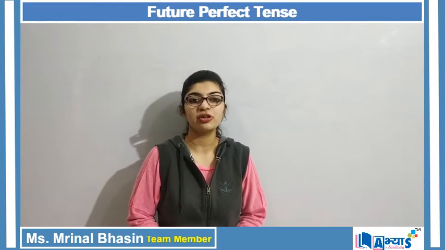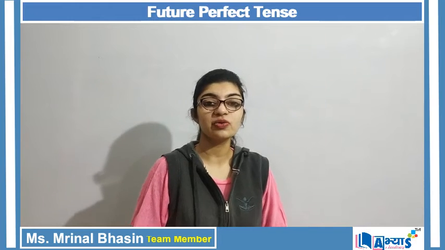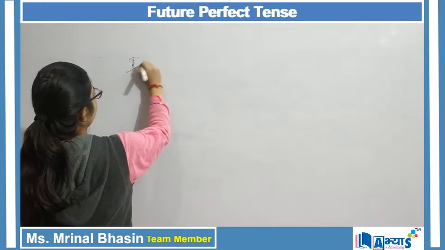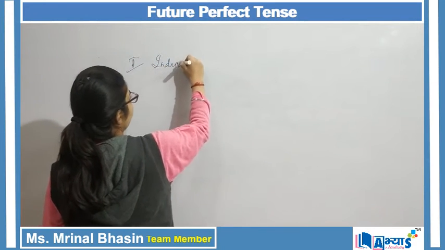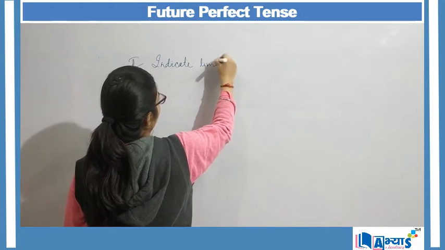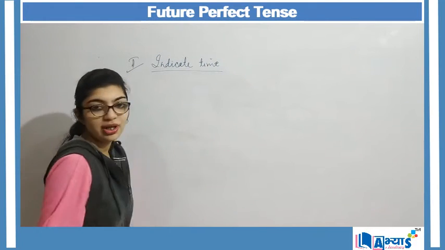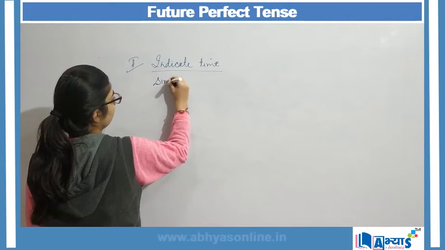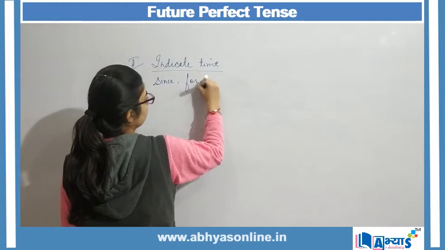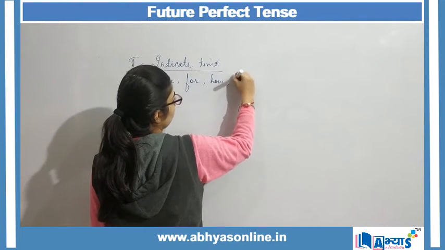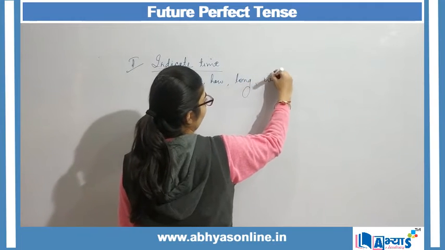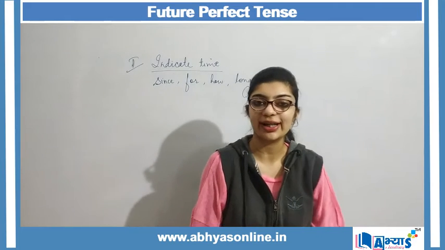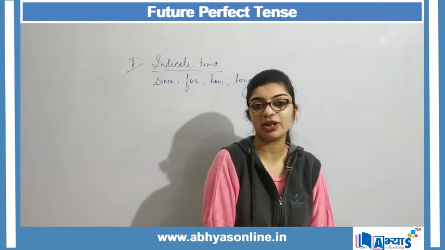Now another application of future perfect tense is that it is used to indicate time expressions. So the second is to indicate time. Now the words which are used for indication of time are since, for, how long, whole, etc. So all these words are used for indicating the time expression with future perfect tense.